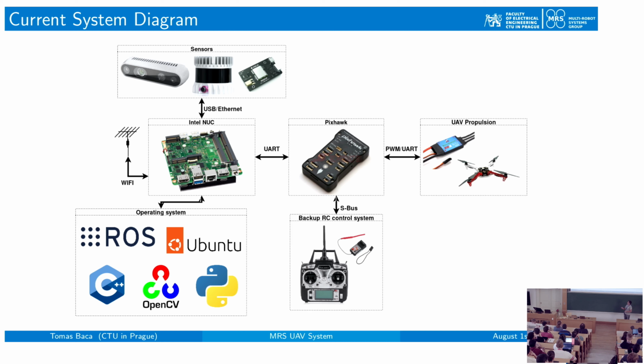And having a Linux computer on board is very useful because we can have all those nice software running on it. We can use ROS, we can use Python, C++, powerful libraries like OpenCV, and basically anything you can imagine can run on the drone because it just has a more powerful computer than my own laptop, which is true. So this is an architecture which we use since 2015.